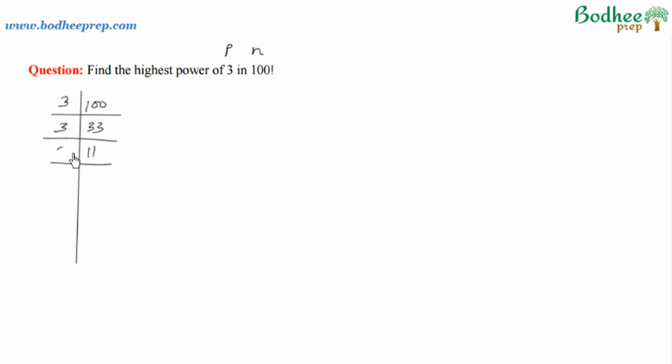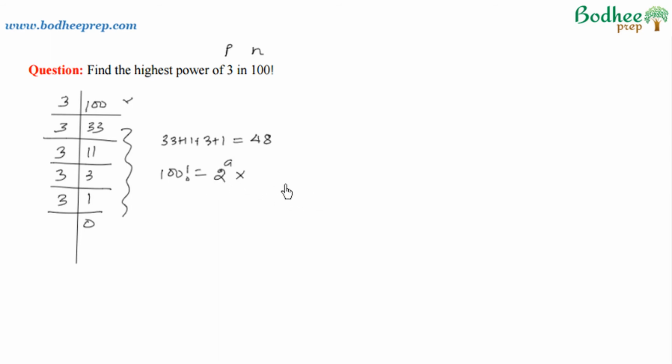Again, it will be 11. Again, if I divide 11 by 3, it will be 3 times. Again, if I divide 3 by 3, then it will be 1 times. And again, 1 divided by 3 is 0. Now, discarding this, we have to add all these quotients. So the power of 3 in factorial 100 would be 33 plus 11 plus 3 plus 1, which comes out to be 48. That means if I prime factorize factorial 100, it will contain some exponent of 2 and some exponent of 3, and that exponent of 3 is 48. That is what we have identified here, and that was the purpose of this question.